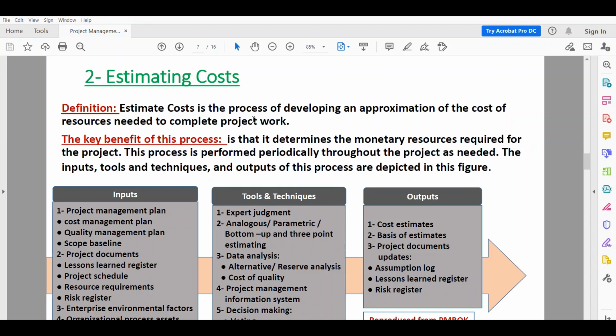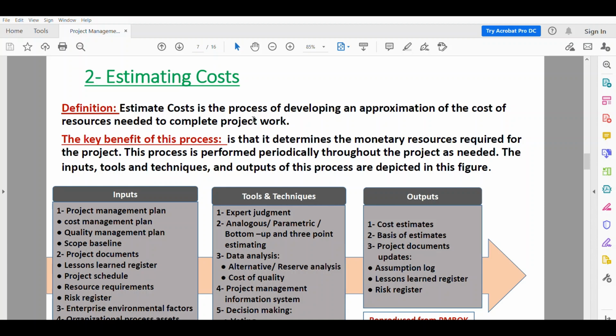The output of this process, there are three outputs: the cost estimates, the basis of estimates, and the project documents updates. We update the assumption log, we update the lesson learned register, we update the risk register. So I like to talk about some of these.